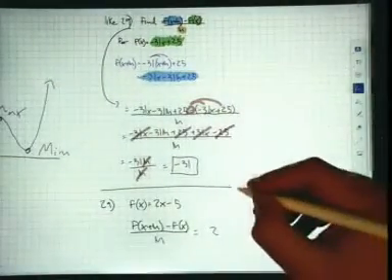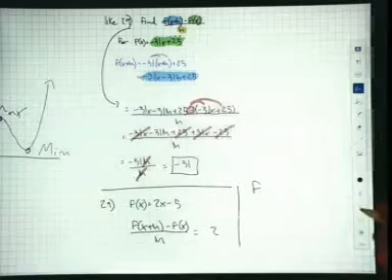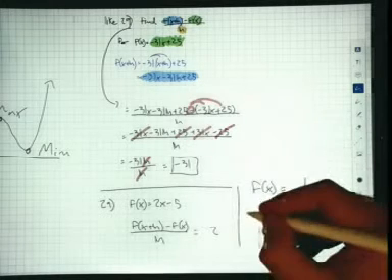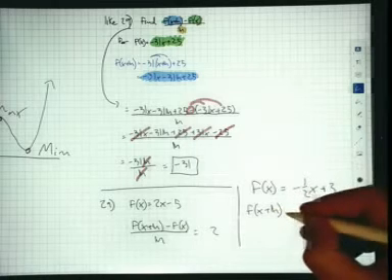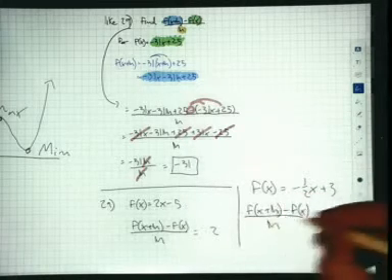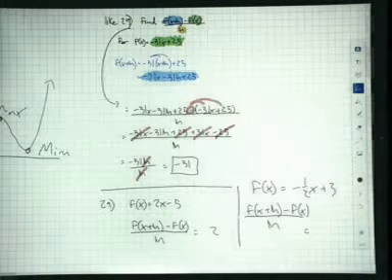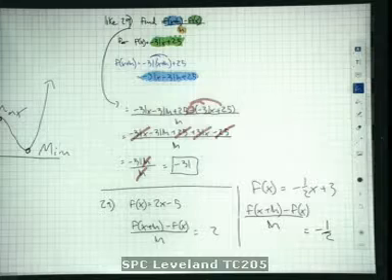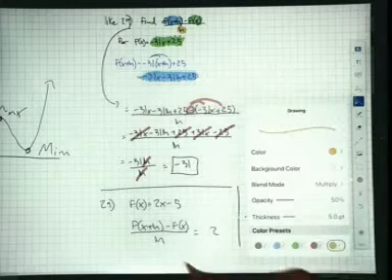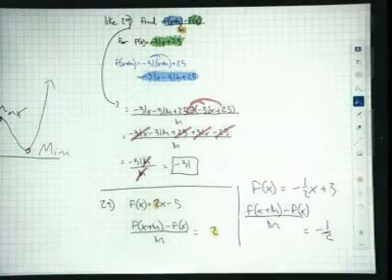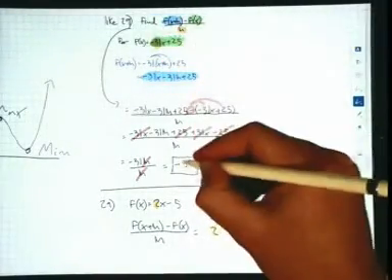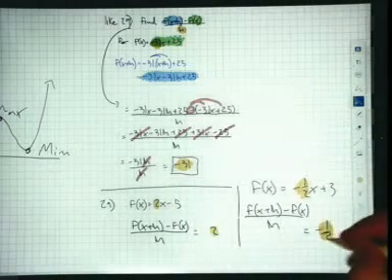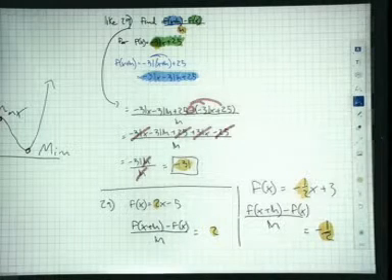Can anybody take a gander that if I said let f of x be equal to a negative 1/2 x plus 3, can anybody take an educated guess what the difference quotient is going to be? Negative 1/2. Very good. Do you see it? 2, 2. Negative 31, negative 31. 1/2, negative 1/2.